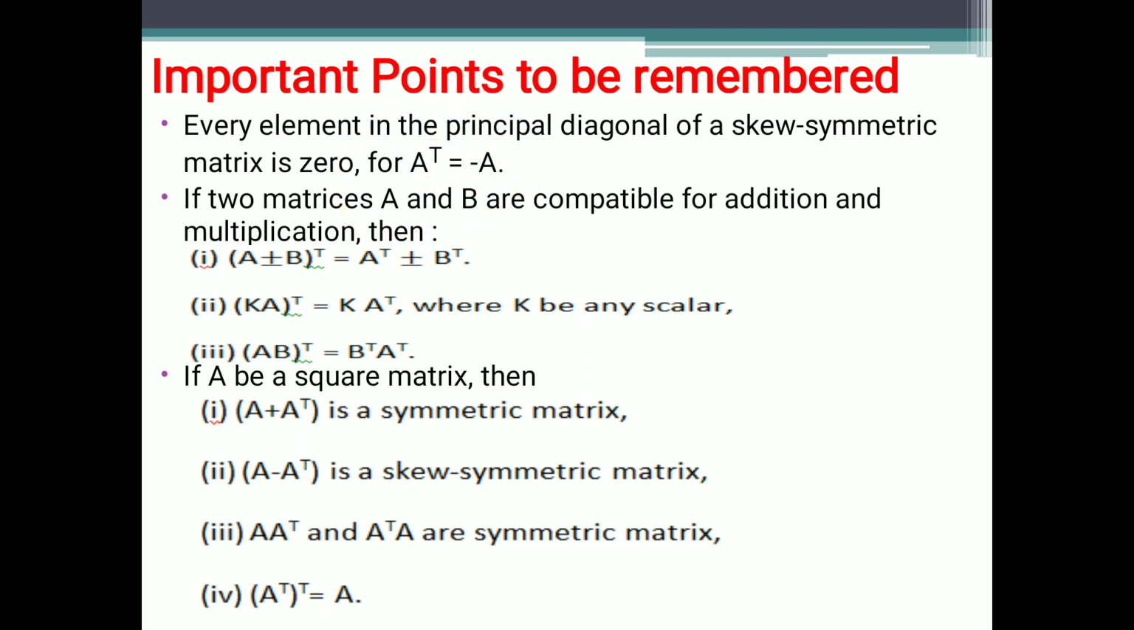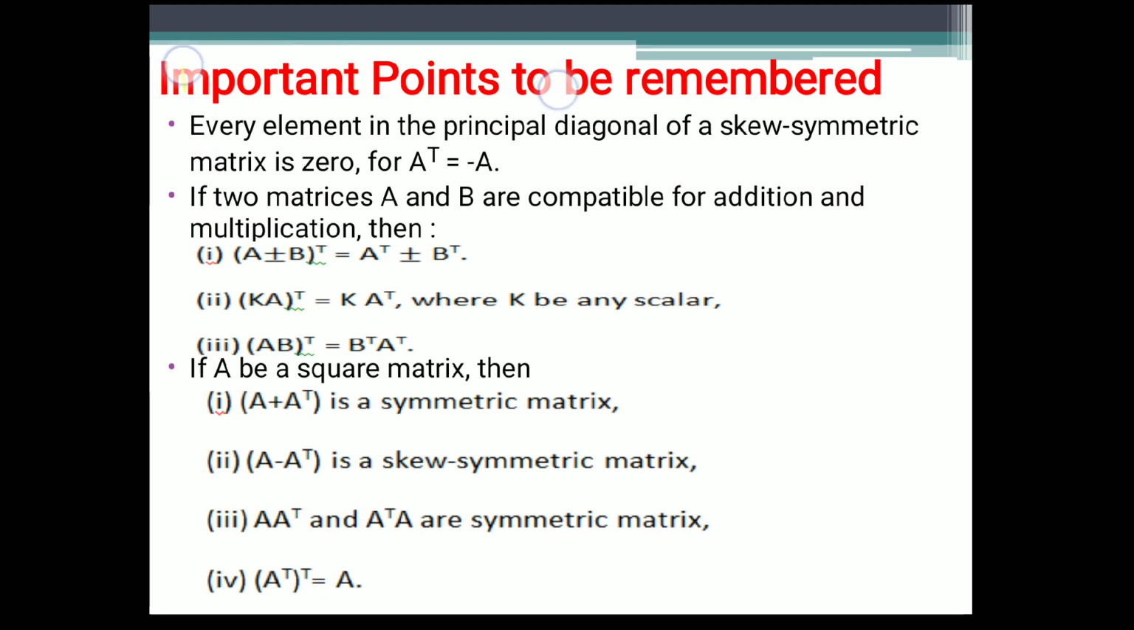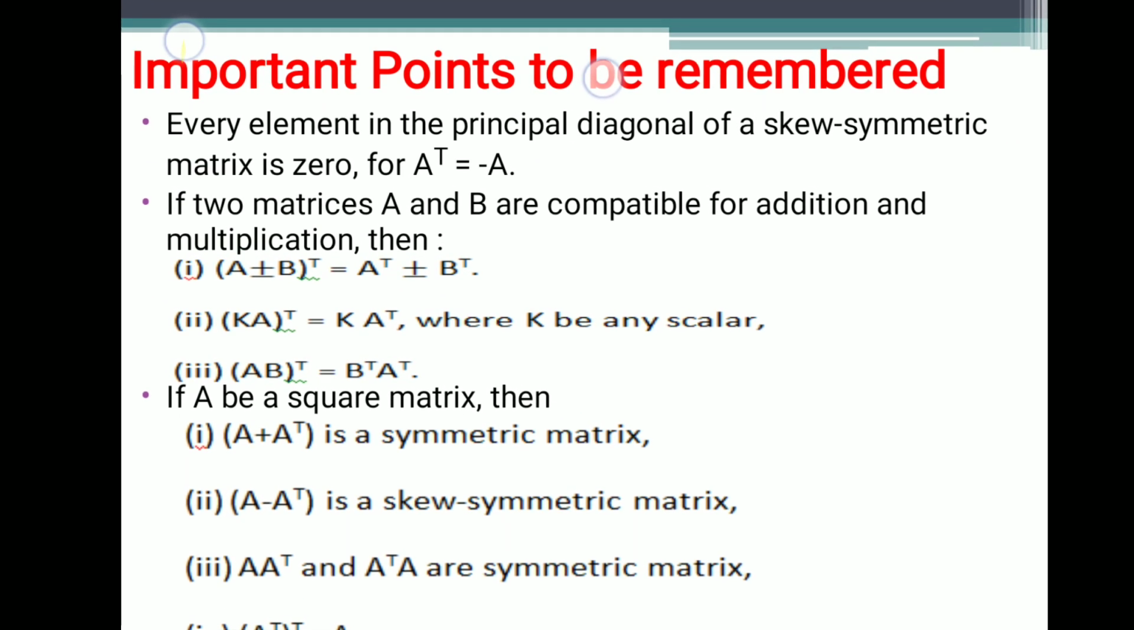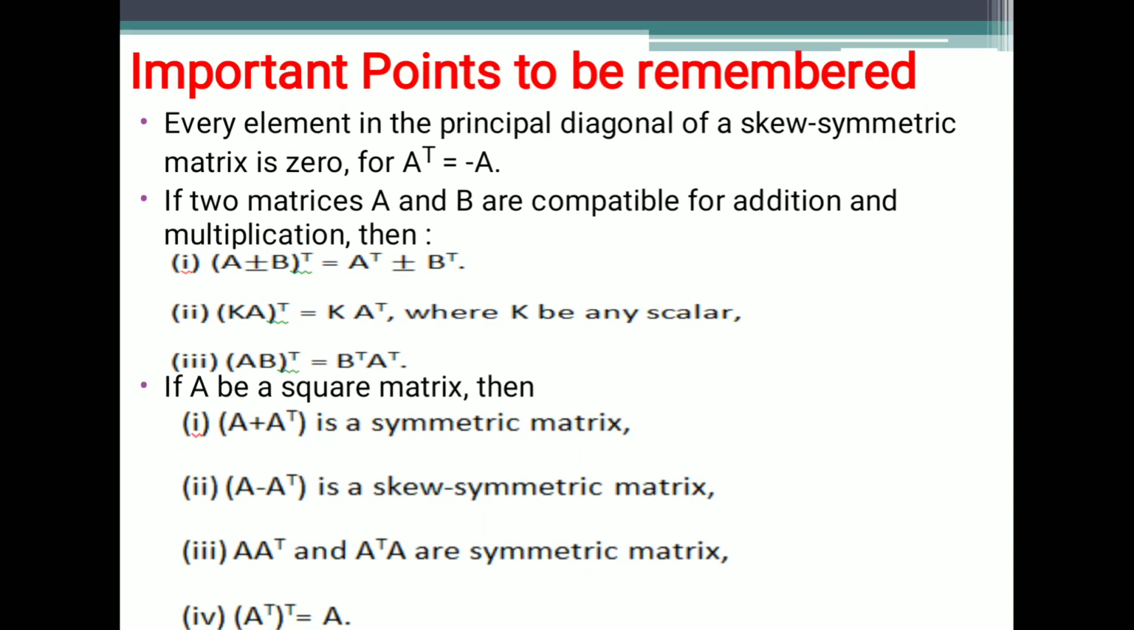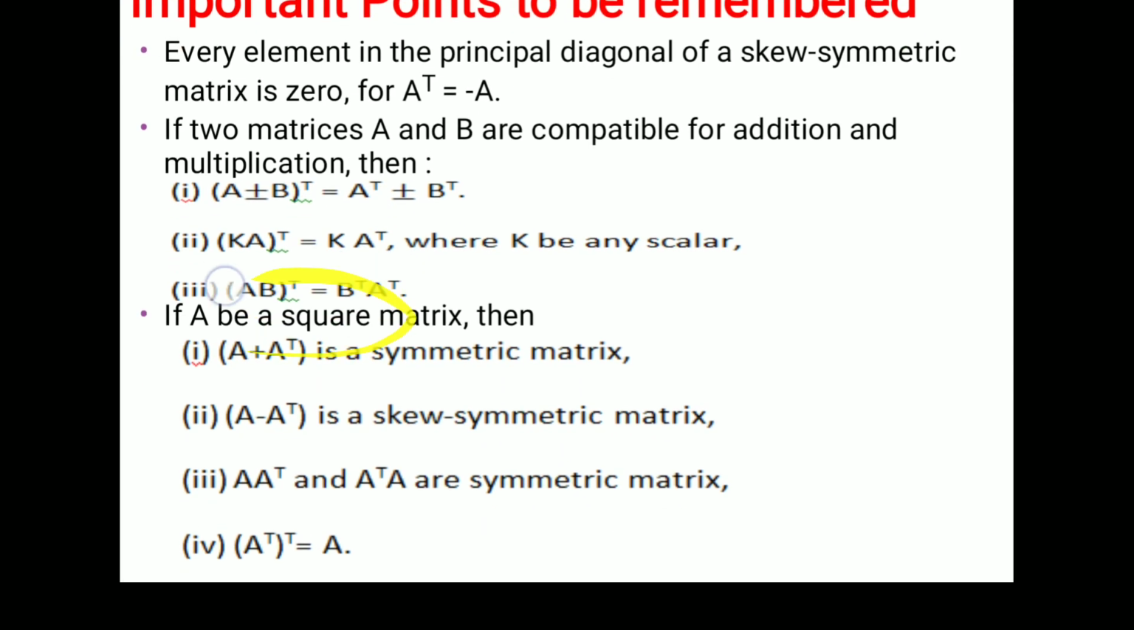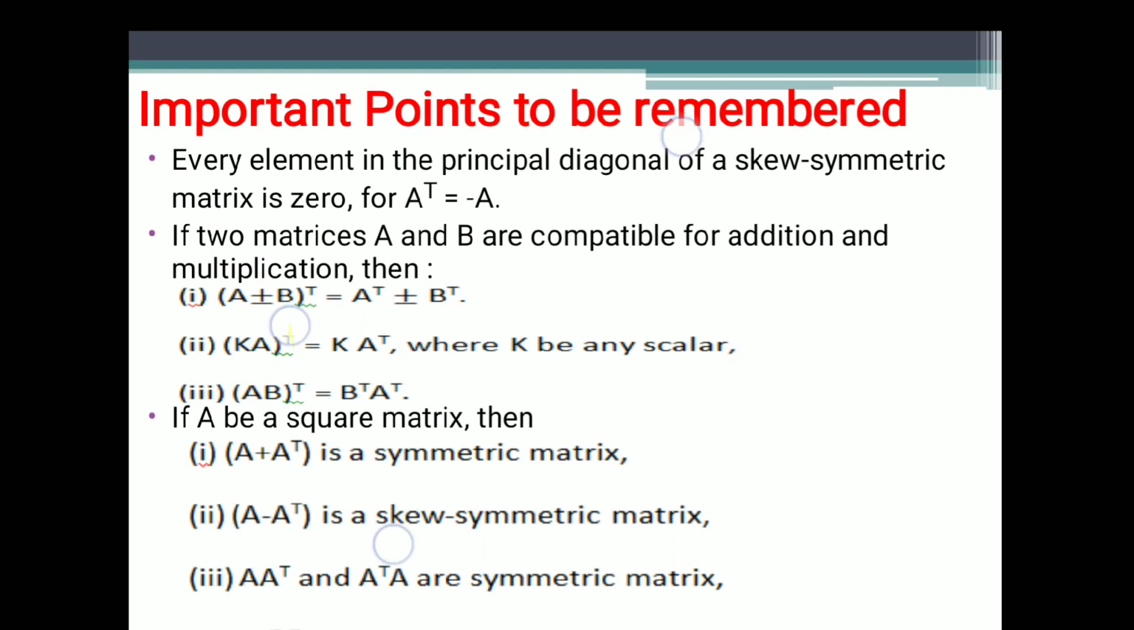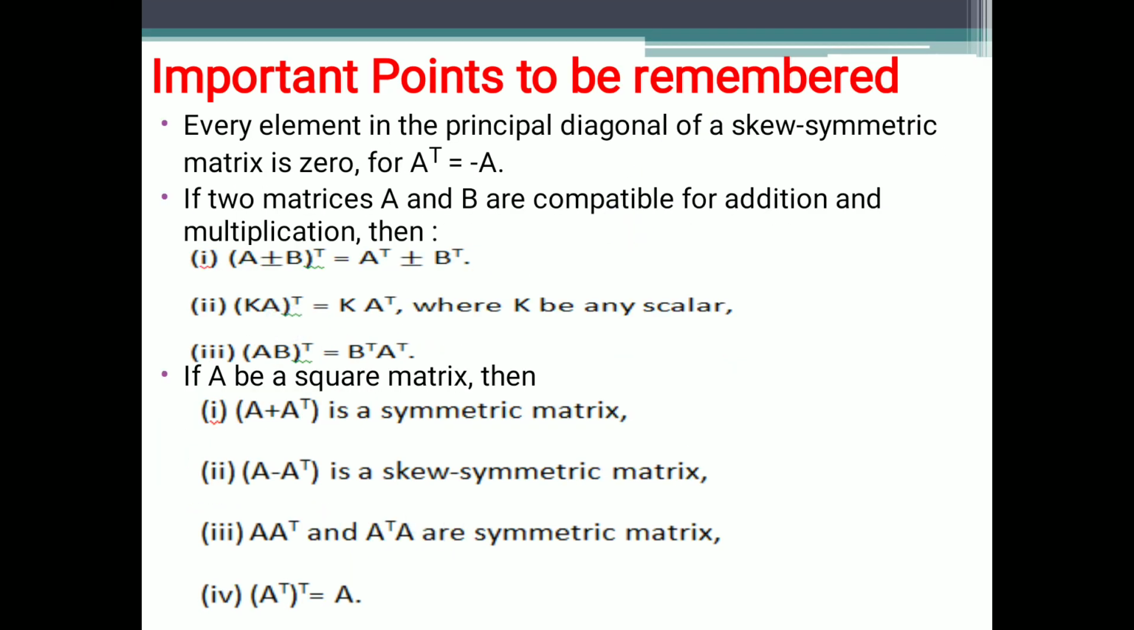Now if two matrices A and B are compatible for addition and multiplication, then we will use our associative and commutative properties like that. So here we have used the properties. You can just have a look at these properties and how they are named after that. Here K represents any scalar quantity.